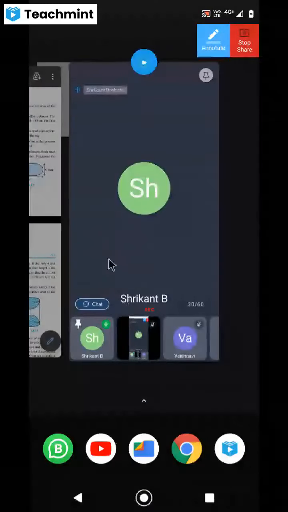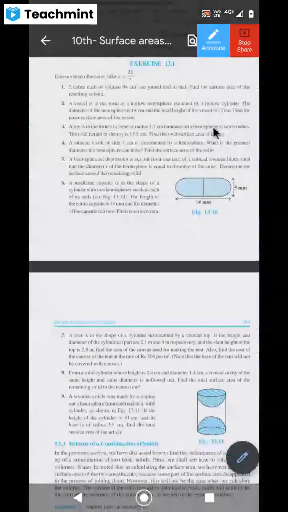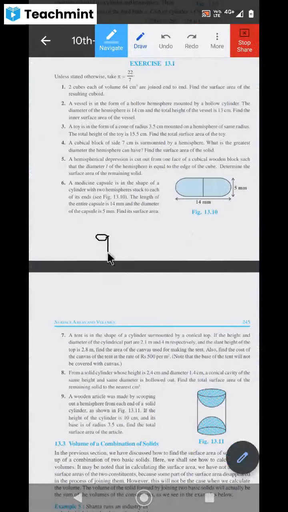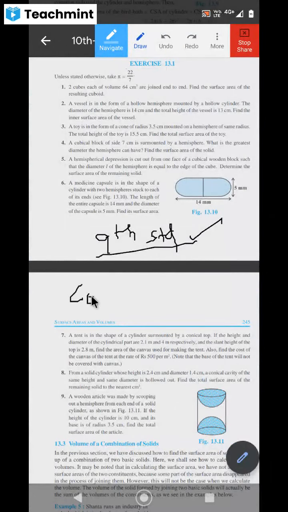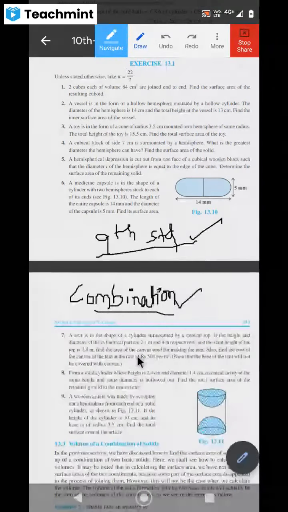We're looking at the chapter called Surface Areas and Volumes. Even in ninth standard, you have learned all the basic formulas related to surface areas and volumes. But in 10th standard, there is a topic of combination of solids. I gave you all the details of those things in the first video. If you haven't seen that, you can go to the playlist and watch it there.